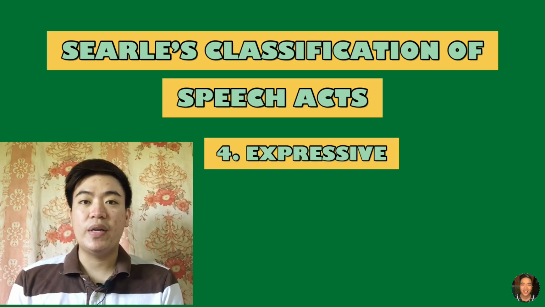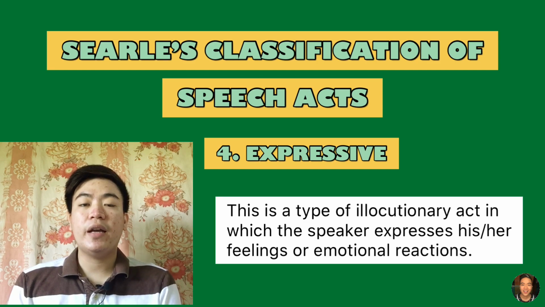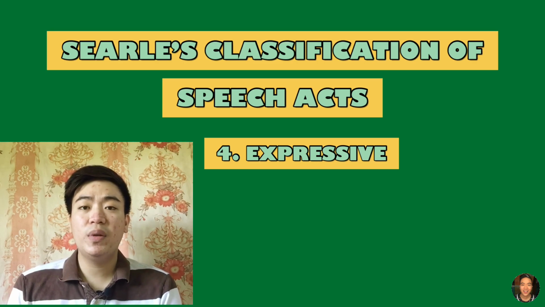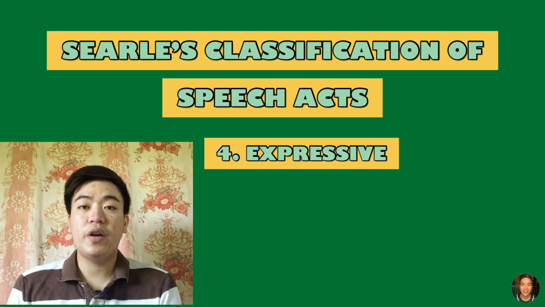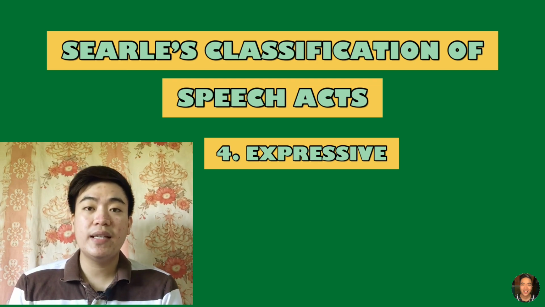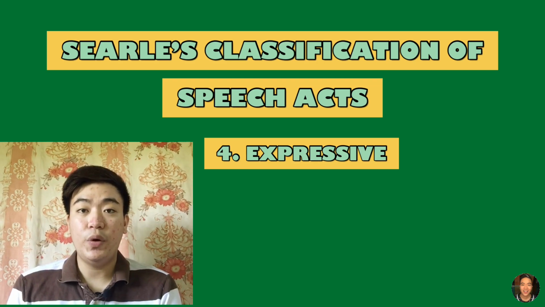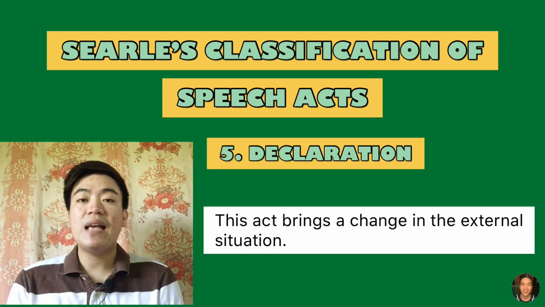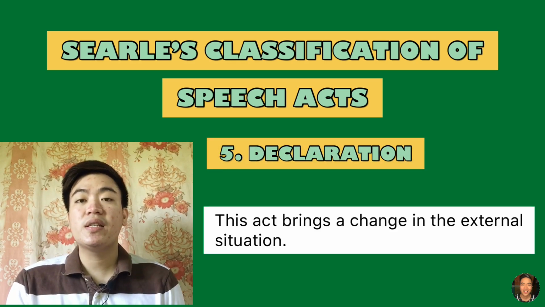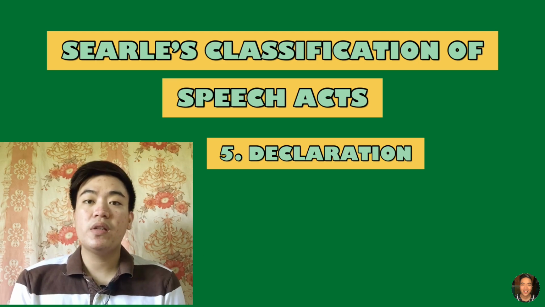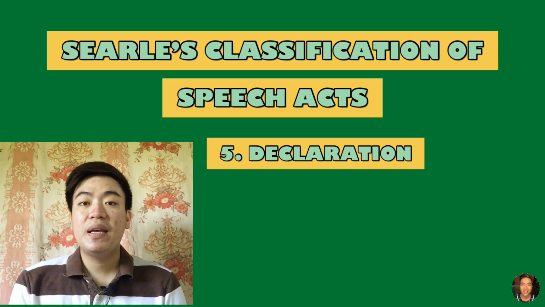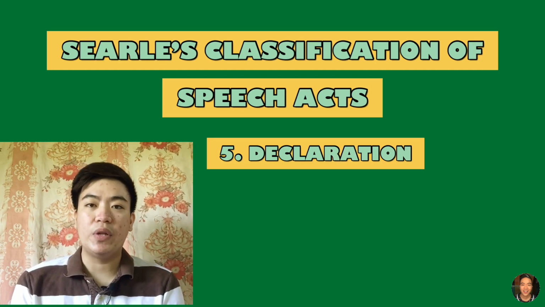Fourth is expressive. This is a type of illocutionary act wherein the speaker expresses his or her feelings and also emotional reactions. So some examples of expressive illocutionary acts are thanking, apologizing, welcoming, and deploring. The last type of illocutionary act is declaration. This act brings a change in the external situation. Some examples of declarations are blessing, firing, baptizing, bidding, passing a sentence, and excommunicating.